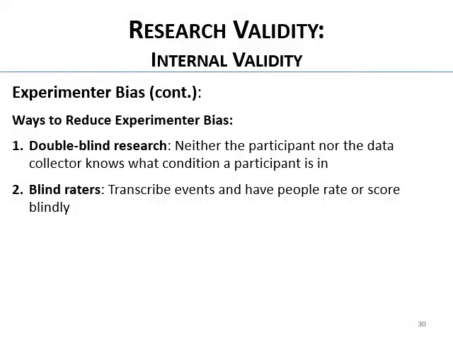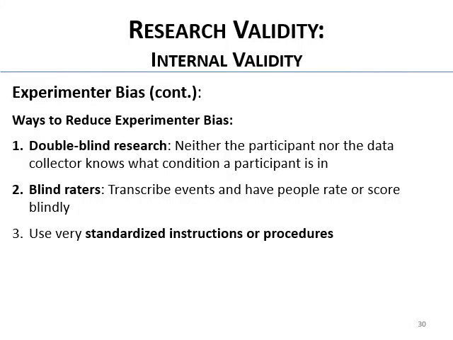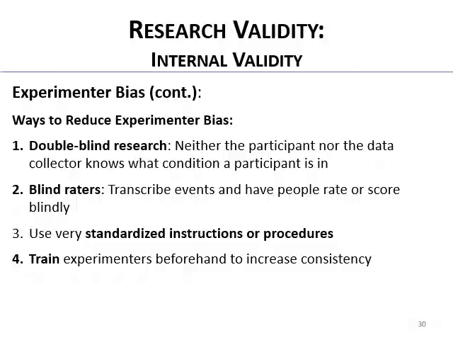Use blind raters to record events. So if they're watching videos, for example, of the monkeys or the apes and recording aggressive behaviors, you don't let them know what it is you expect them to find. That's a really bad idea. You have them be blind to the purpose of the study and just teach them how to rate things. Using standardized instructions, standardized procedures, and training people beforehand is going to increase your consistency and reduce your experimenter bias.